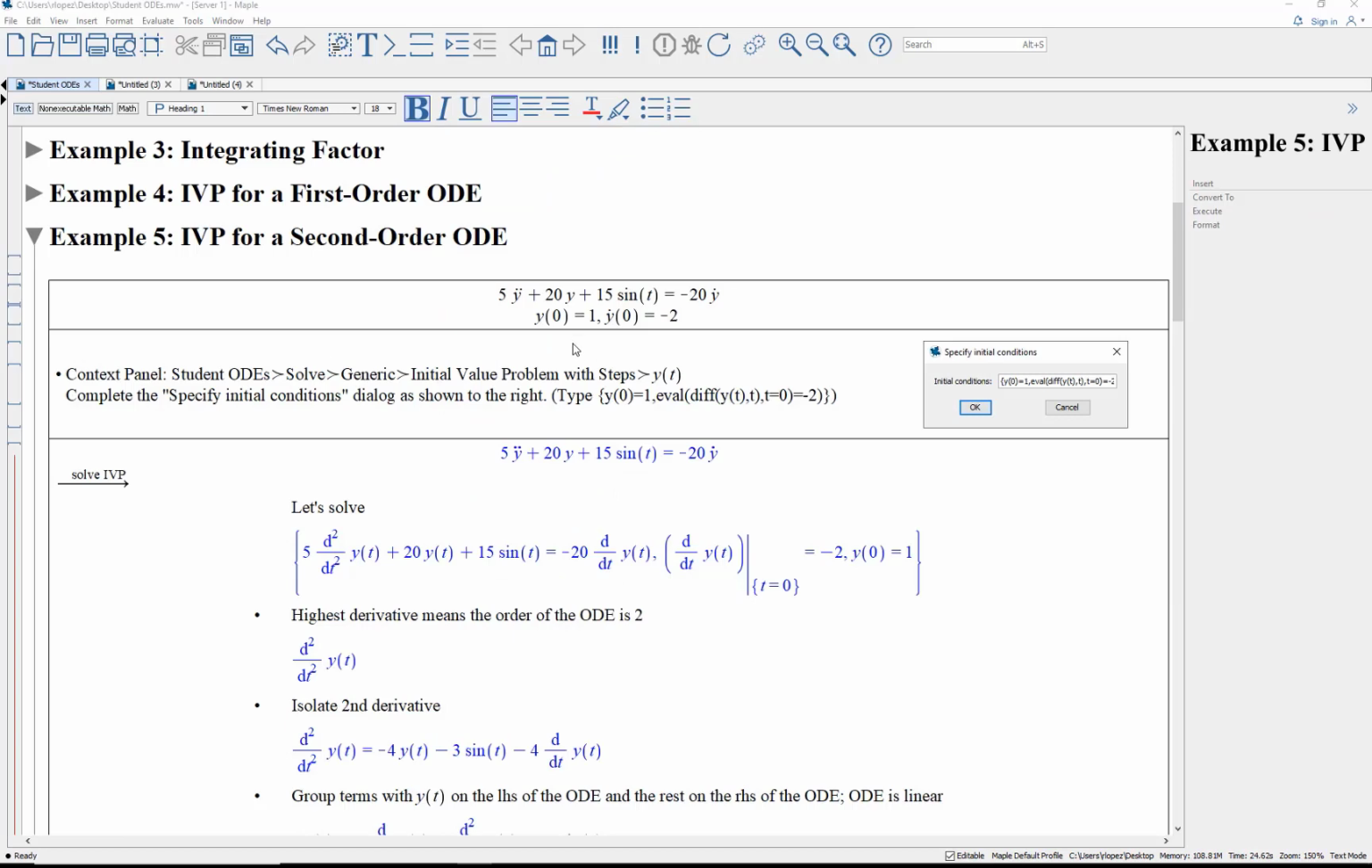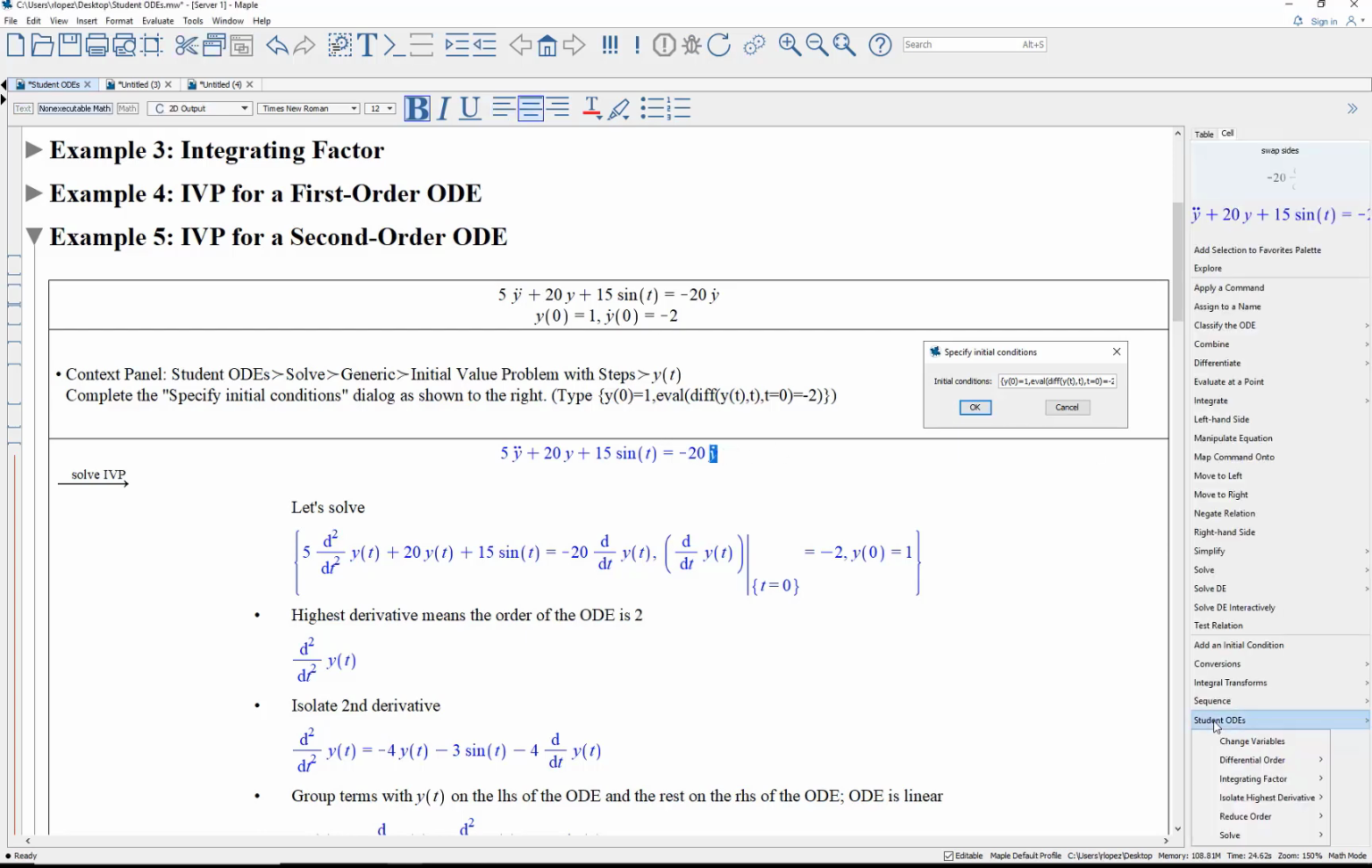For a fifth example, we have a second order differential equation posed in an initial value problem. So here is the differential equation. Here are the initial conditions. When you go to the context panel and you pick Student ODEs, Solve, Generic, Initial Value Problem with Steps, pick y of t, you get a dialog box where you put in the initial conditions, and here I show what you have to type for the initial conditions.